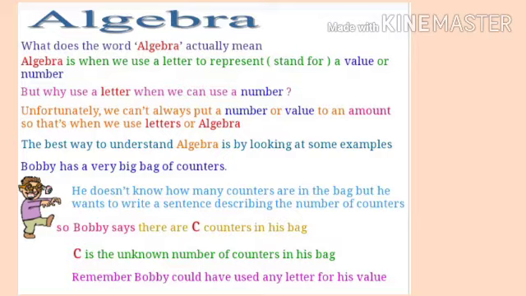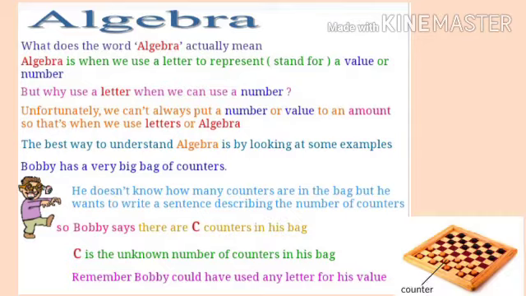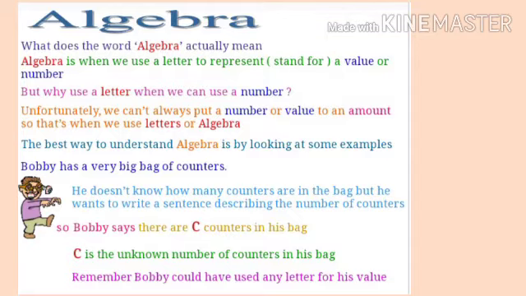Example 1. Bobby has a very big bag of counters. Counters means a small disc used in board games. He doesn't know how many counters are in the bag, but he wants to write a sentence describing the number of counters. So, Bobby says there are C counters in his bag. C is the unknown number of counters in his bag. Remember, Bobby could have used any letter for his value.